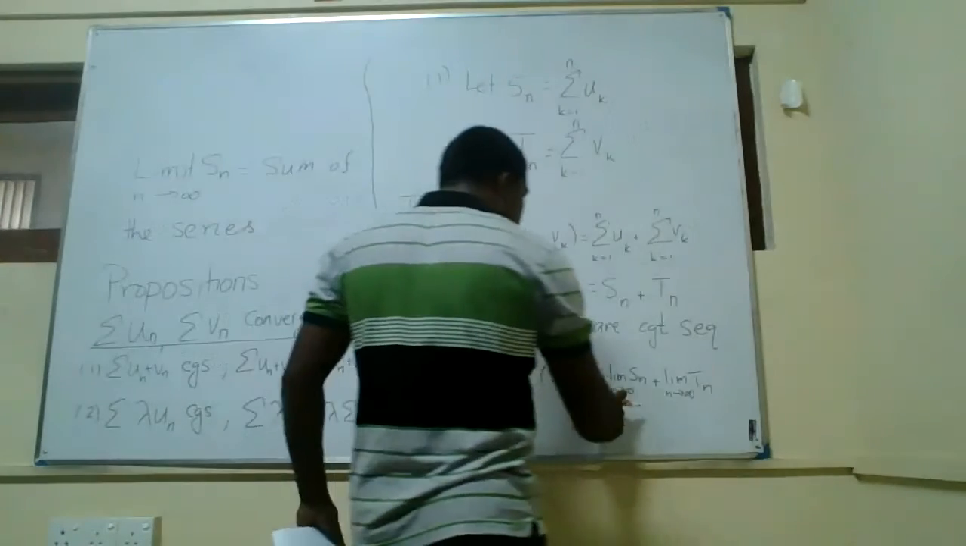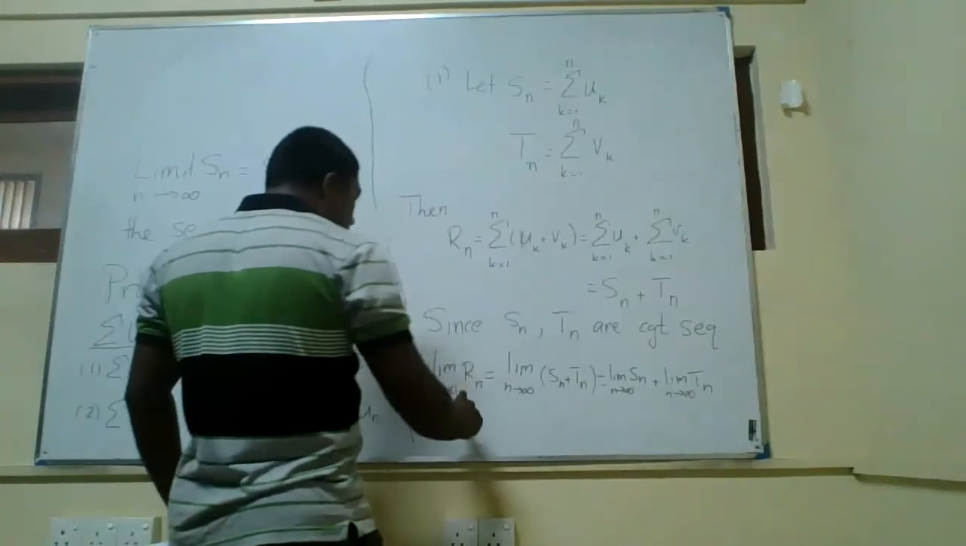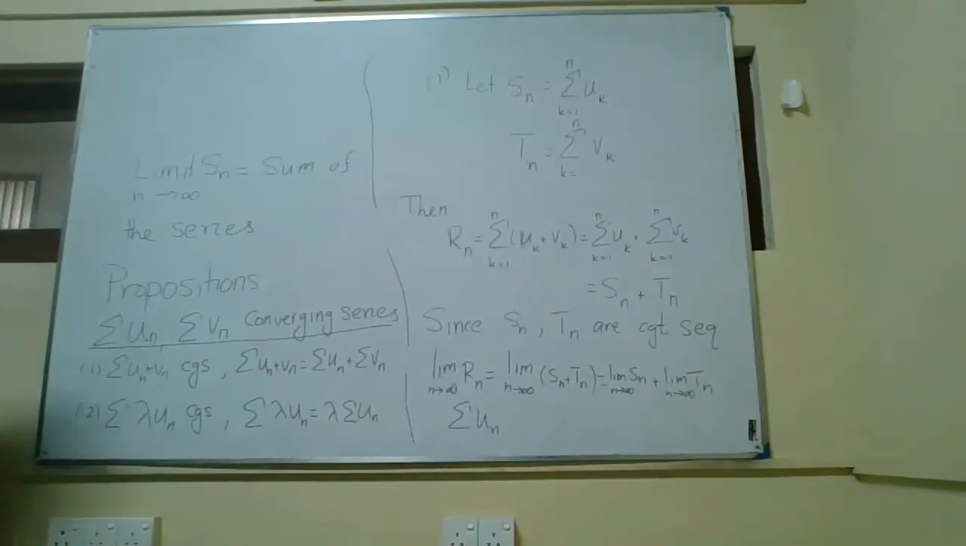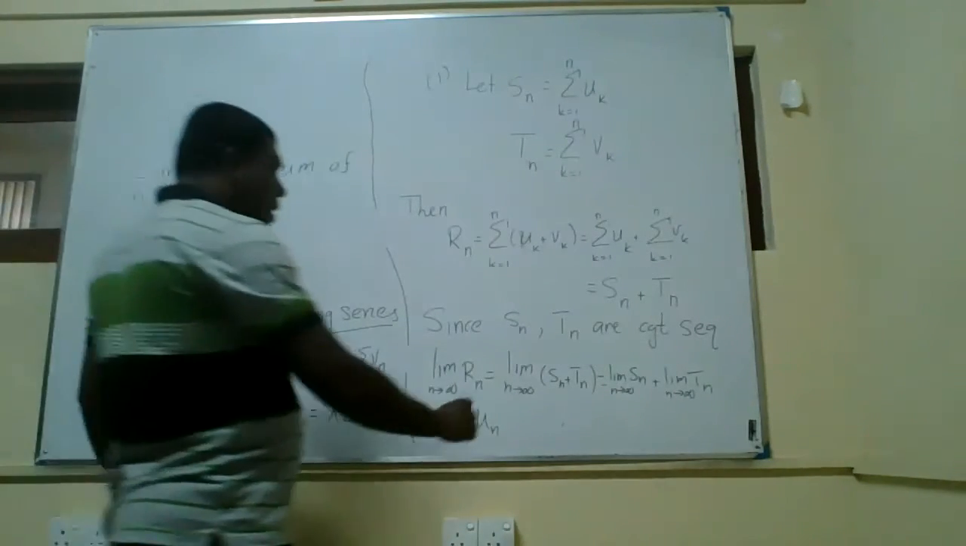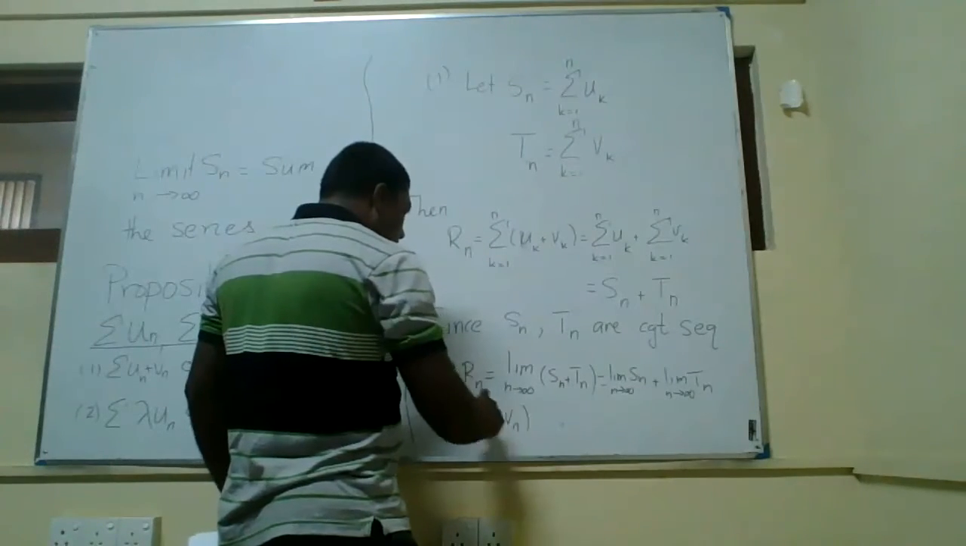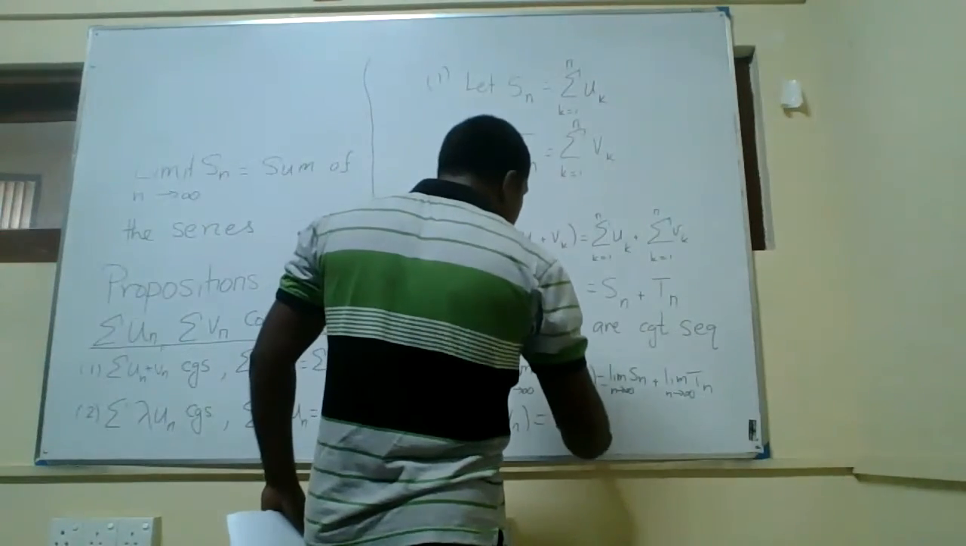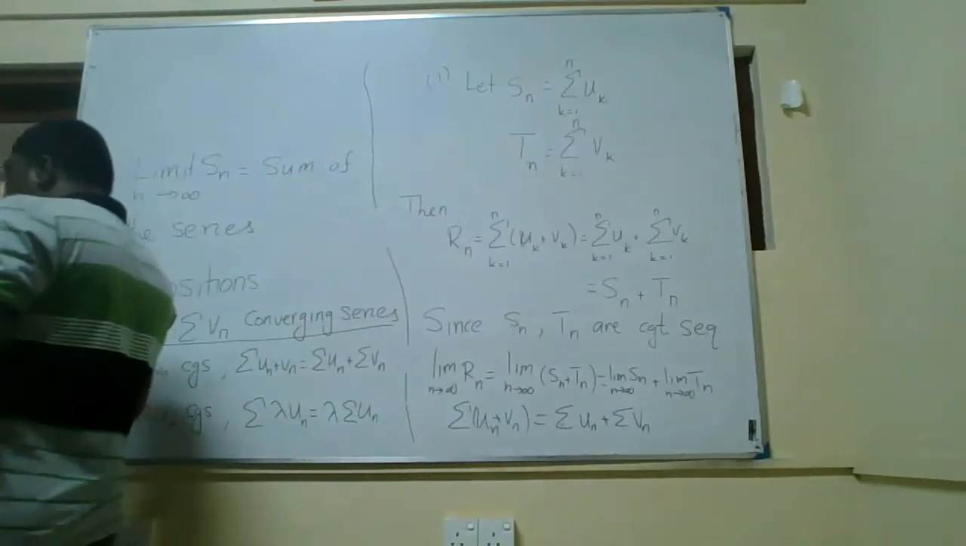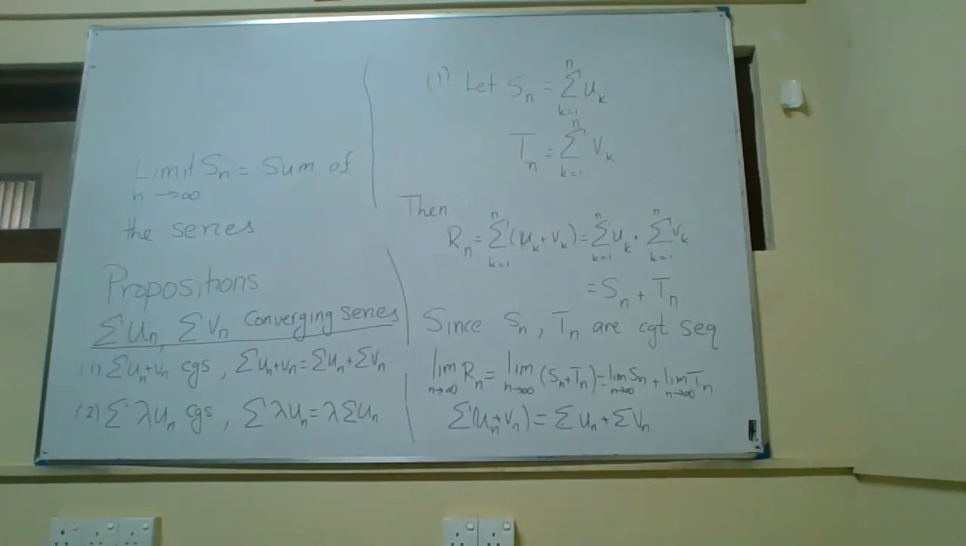So if this is true, then clearly this is summation of un, n going from 1 to infinity, plus dn, right, which is equal to summation of un plus the other one, summation of vn. So that is how you prove that when you add two series, the sum of the addition is equal to the addition of the sums, right? So that is the first result we have here in the series.